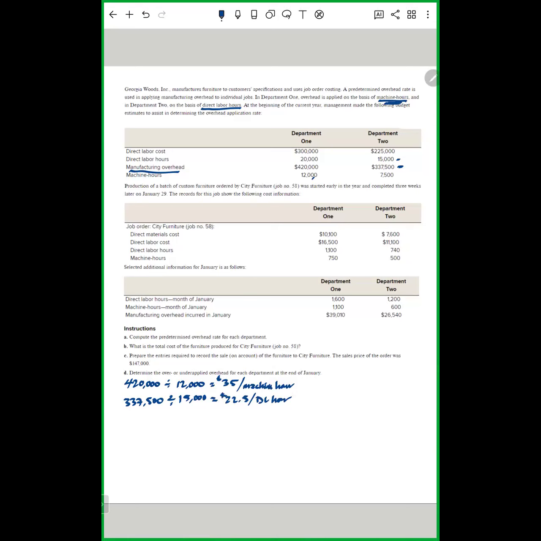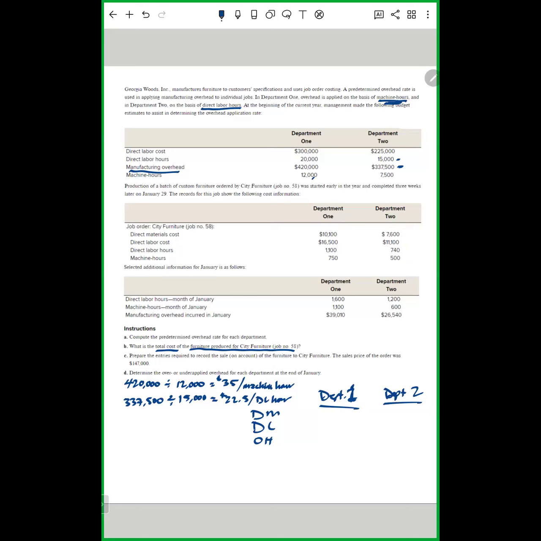Okay. So then we have Department 1, it's kind of an ugly one, and Department number 2. And the first thing that we need to do is to allocate the overhead into this, because the question is, what's the total cost of the furniture for this job? So we have both departments we need to include, and we have 3 different things: direct materials, direct labor, and then the overhead.